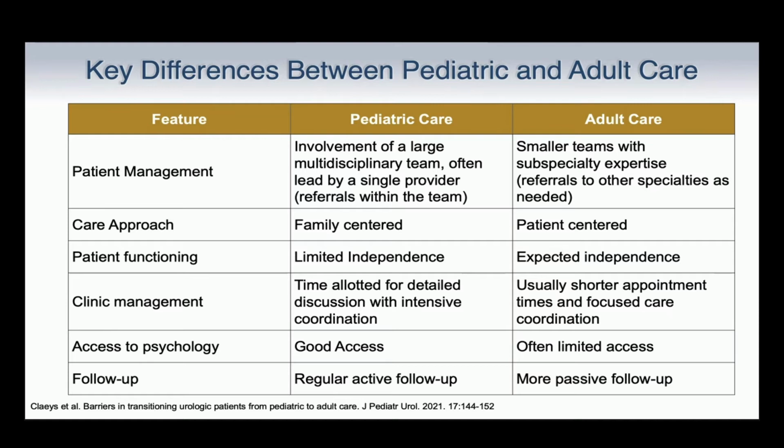Access to psychology and social work is great in pediatric care by and large, or at least easier, versus much more difficult in adult care, especially if you don't have extended health insurance. Follow-up is also quite active in the pediatric sense, meaning if they miss an appointment, we have a coordinator hounding them down. In the adult realm, if they miss an appointment, it might be many years before the patient realizes, oh, I should have seen someone.